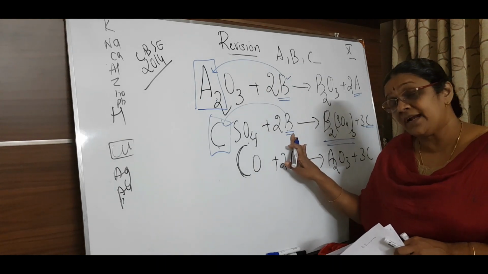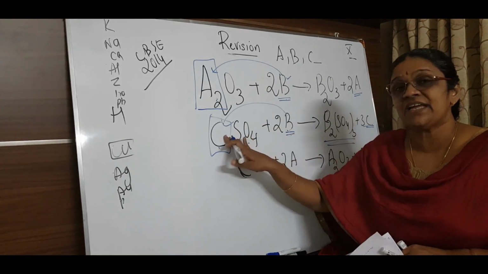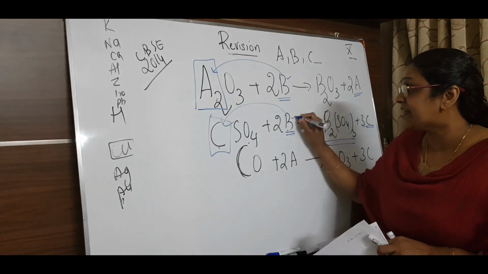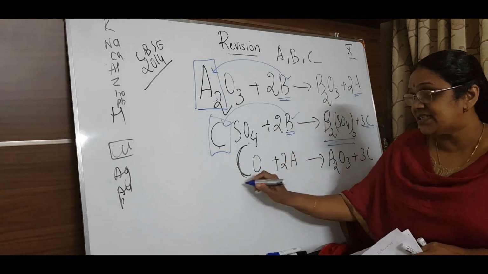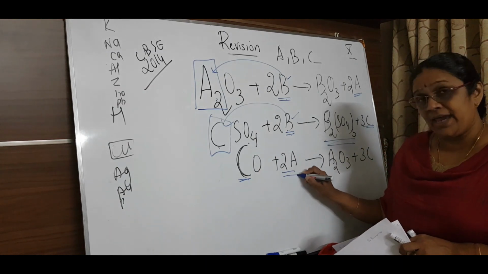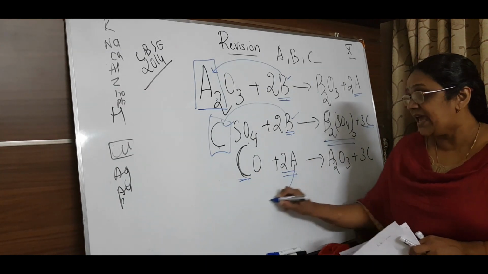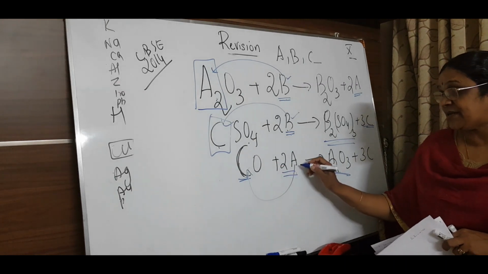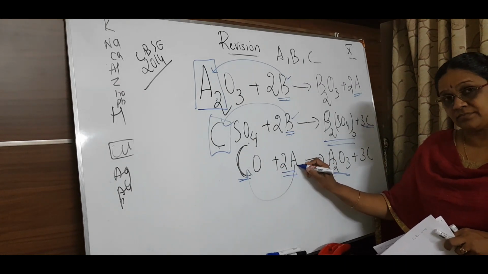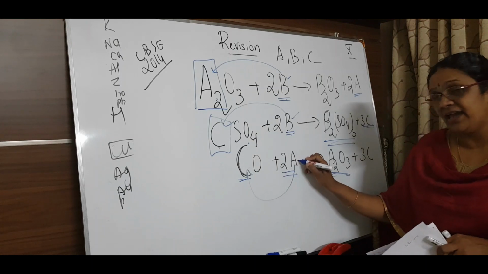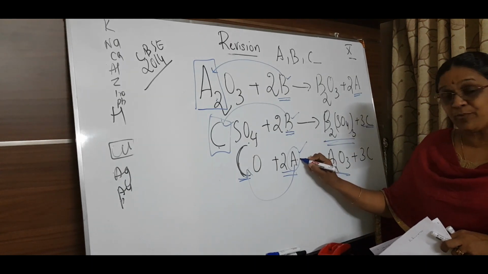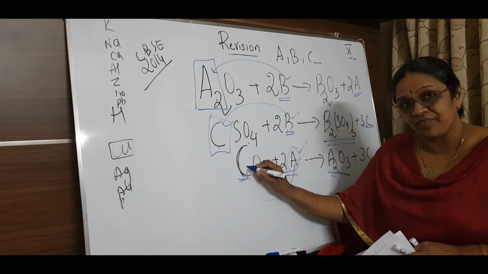When will we say that B is more reactive than C? Isn't it? Given, so B is reactive. Then the last is C and A. Here what happens? A is here, so C is replaced by A. C is replaced by A, isn't it? Okay, so A is again reactive because it can replace C.